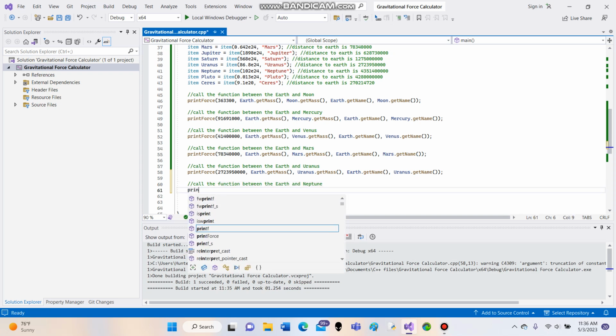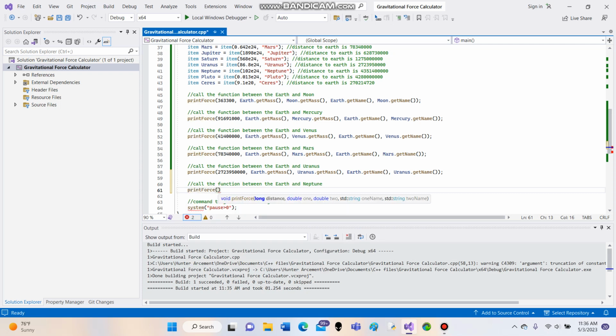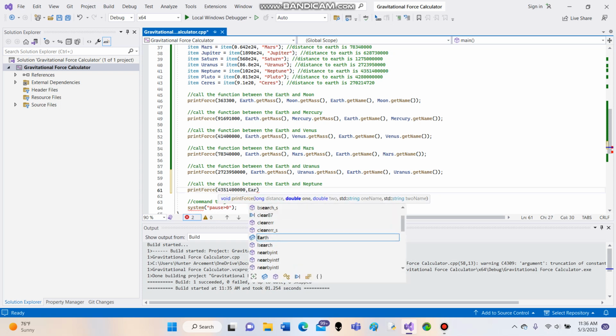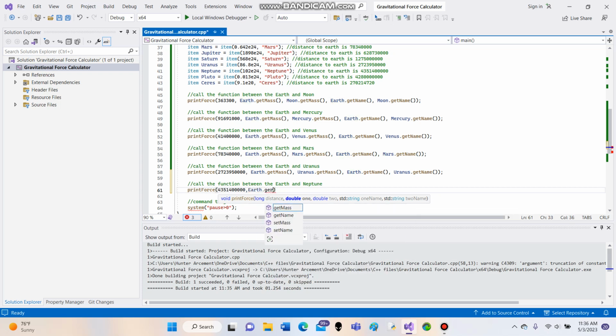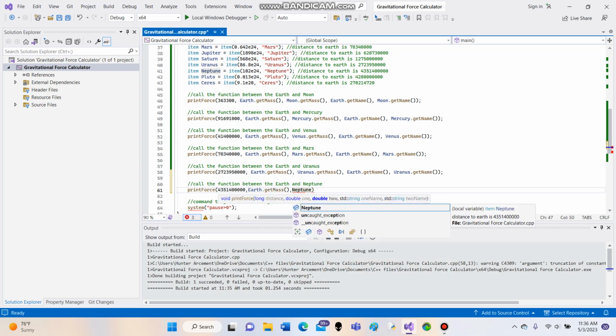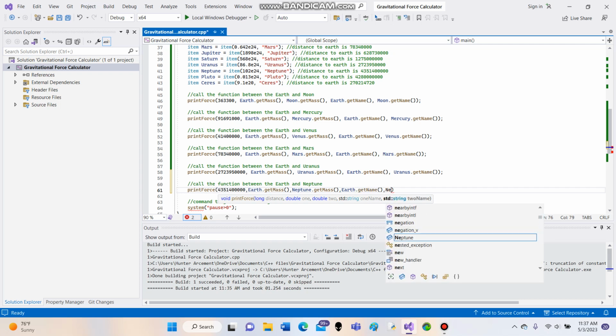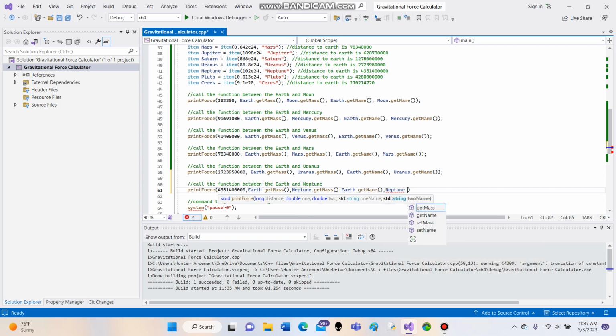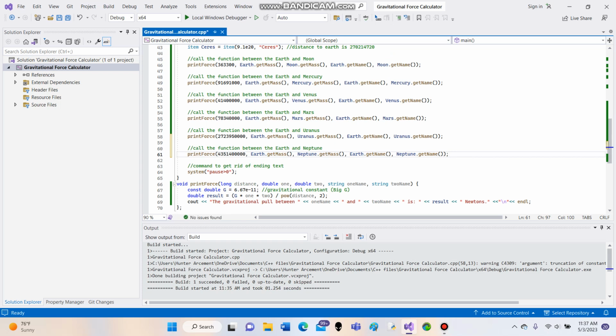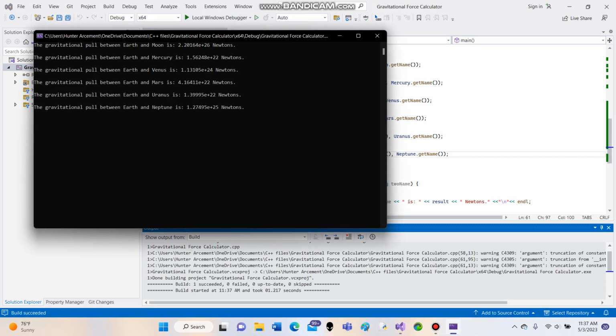Okay, so print force. We put the distance between Earth and Neptune here. I'm going to copy paste it from here. Now we put the mass of the Earth, which is a getter that I have in my function. We put the mass of Neptune, which would be the second object. We get the name of the first object, and we get the name of the second object. And then we put our semicolon. We're going to run it. And the gravitational pull between Earth and Neptune is this value.